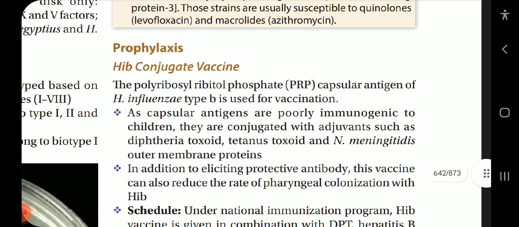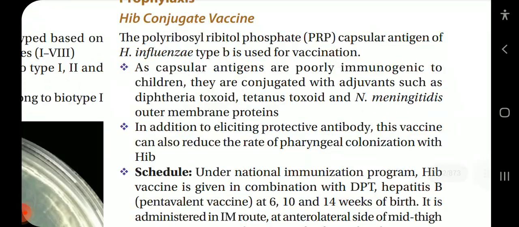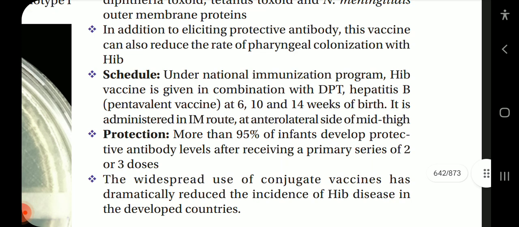Prophylaxis: Hib conjugate vaccine. The polyribosyl ribitol phosphate (PRP) capsular antigen of H. influenzae type B is used for vaccination. As capsular antigens are poorly immunogenic in children, they are conjugated with adjuvants such as diphtheria toxoid, tetanus toxoid, and Neisseria meningitidis outer membrane proteins. In addition to eliciting protective antibody, the vaccine can also reduce the rate of pharyngeal colonization with Hib.